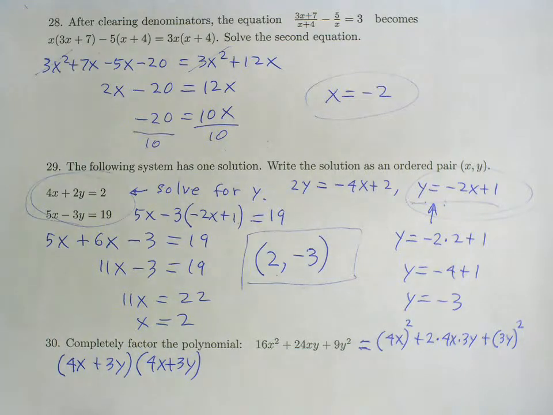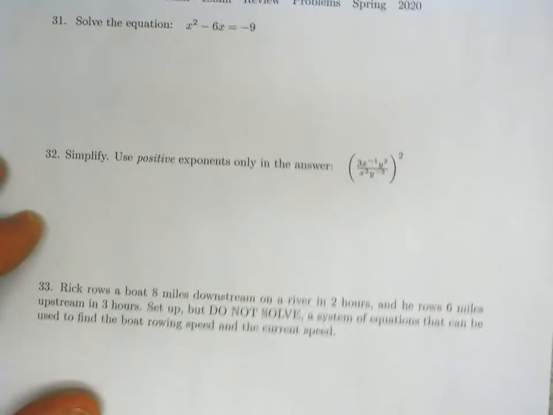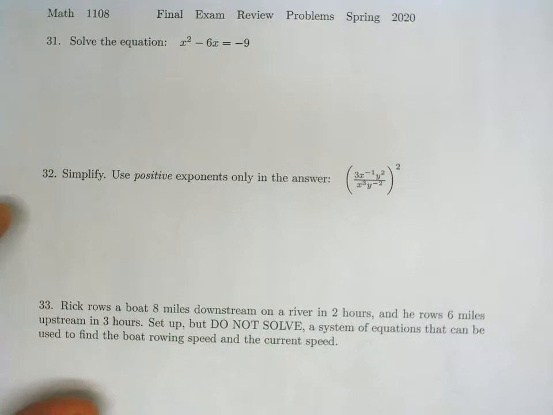And even if you don't do all of this work, if you suspect that it's a perfect square trinomial and write down these two factors, you can verify by multiplying those two factors that they are the correct factors. Okay, the next problem that we'll look at, number 31, solve the equation x squared minus 6x equals negative 9.